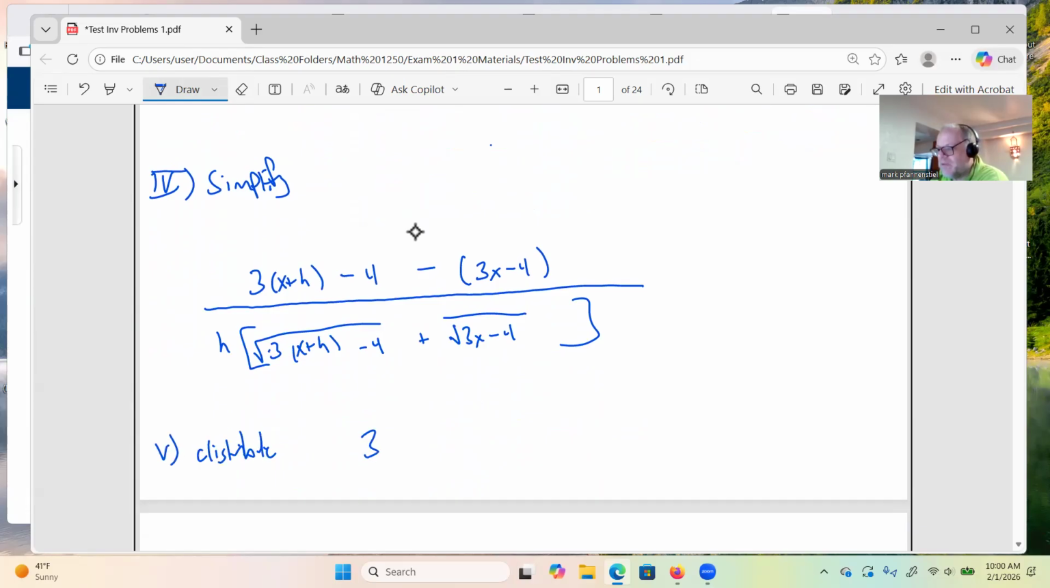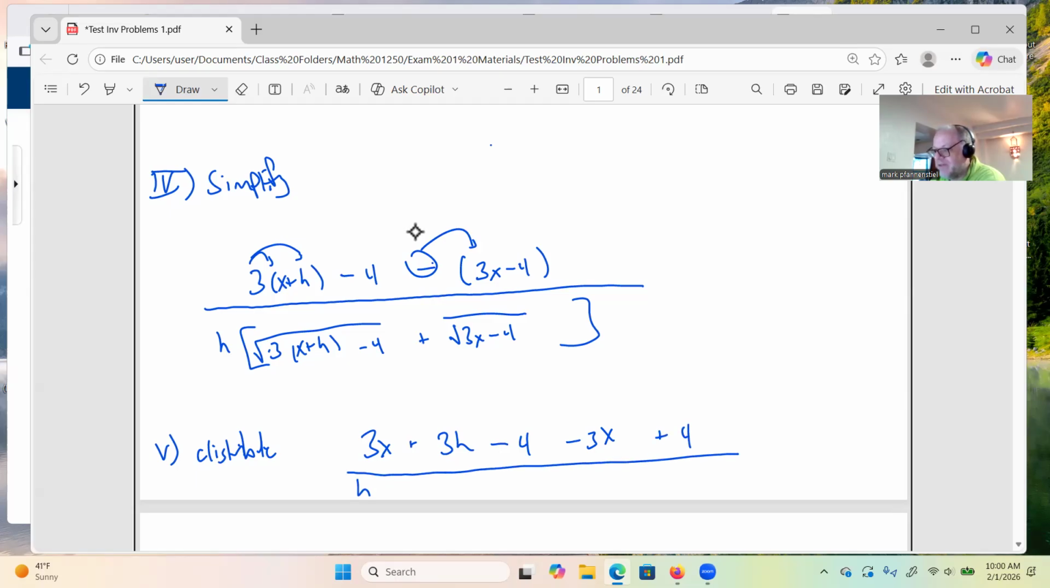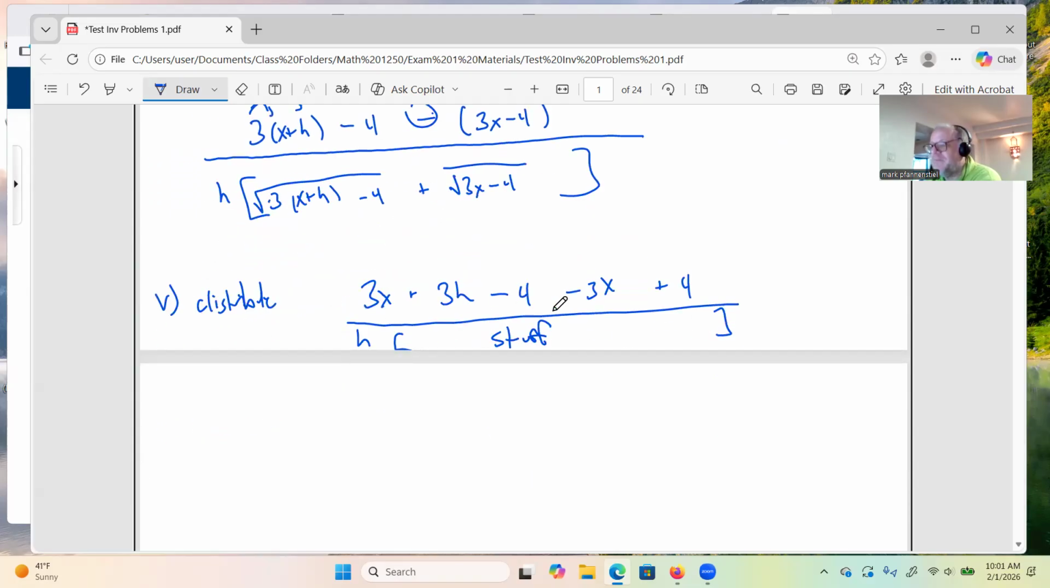Okay, so we have a 3x, that's this one. We have a plus 3h minus 4. We're going to go ahead and distribute the negative signs. We have a minus 3x. Minus times a minus is a plus 4. And we still have the same stuff on the bottom, so we still have an h. A lot of times we'll just not write it out again, but not yet. I will write it out in the final answer.